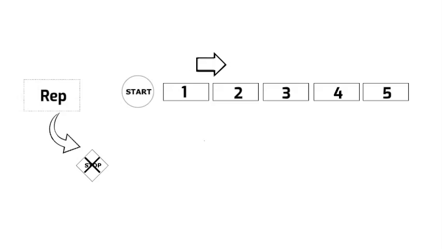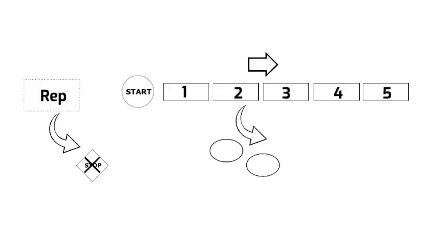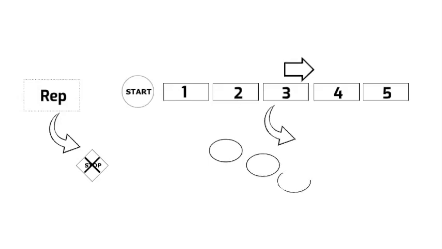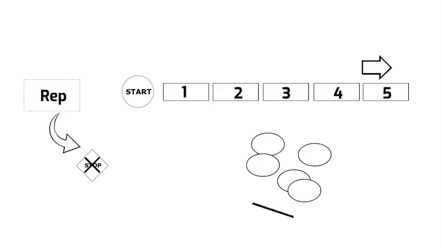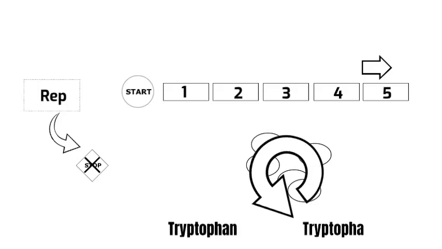Under low tryptophan conditions, RNA polymerase binds to the operator, labeled start, and transcribes each gene in sequence 1, 2, 3, 4, and 5. And they are translated into their respective polypeptides. These will form the enzymes necessary to build the amino acid tryptophan.